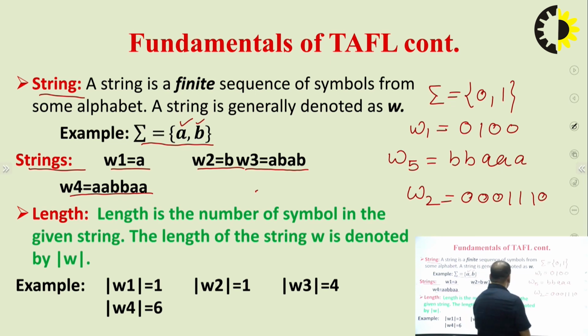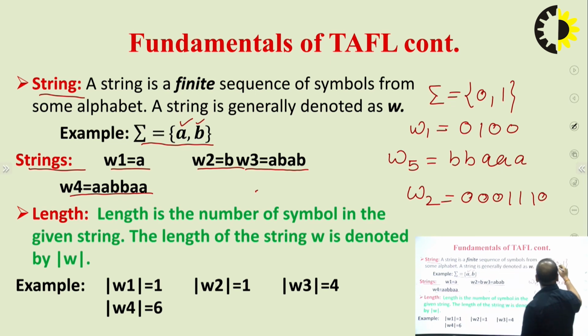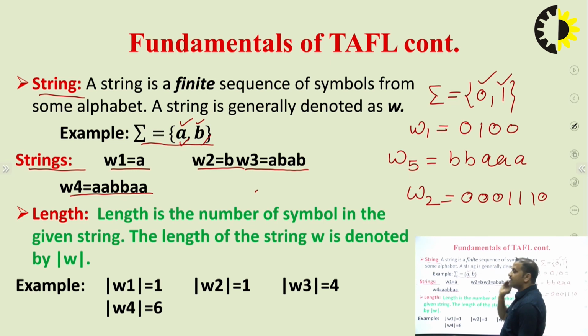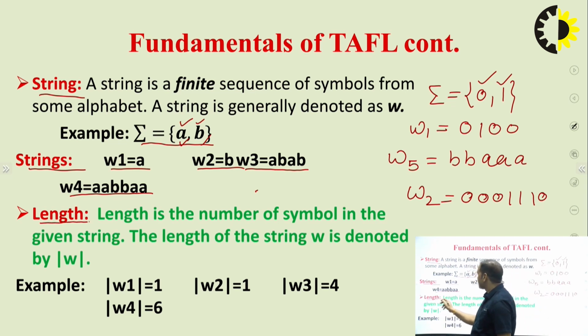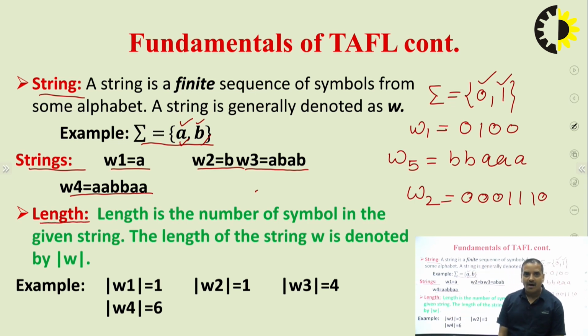That means if we use input symbols 0 and 1, then we construct a string by using 0 and 1, or if we use input as a and b, then we have to construct a string by using a and b. Okay, now the next point is length. Length means the number of symbols in the string is called length. This is also defined as length is the number of symbols in the given string.